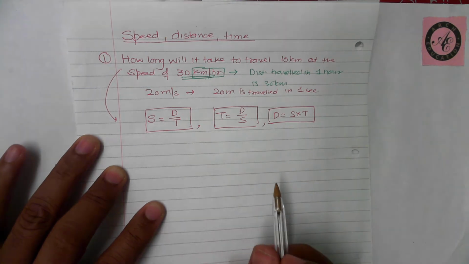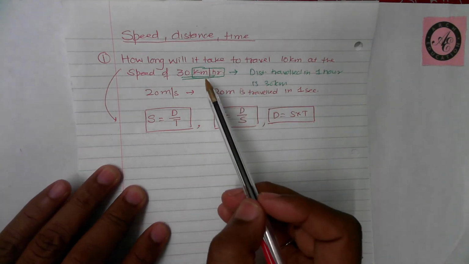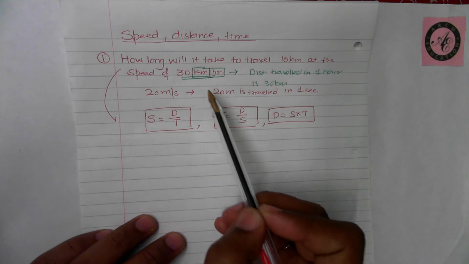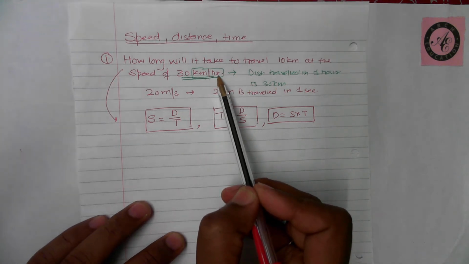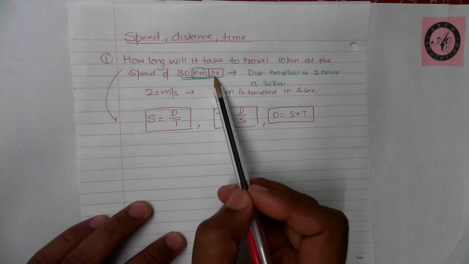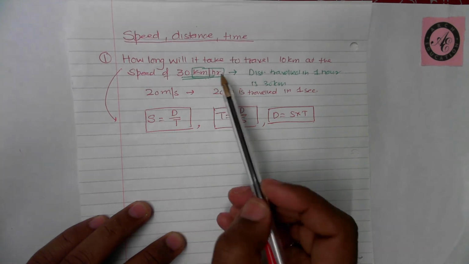Okay, it's really important to understand that the units have to match. If distance is in kilometers, then time has to be in hours to find the speed. If distance is in meters, then time has to be changed into seconds to find the speed.